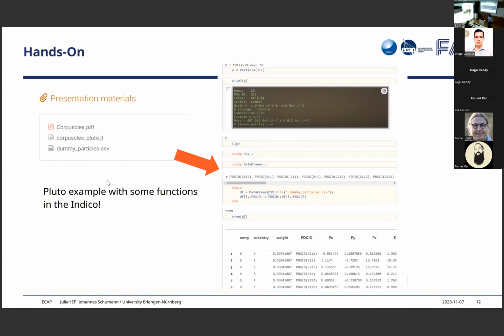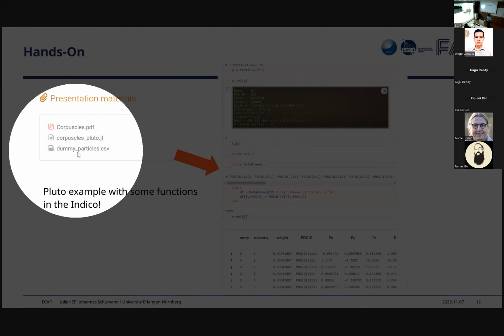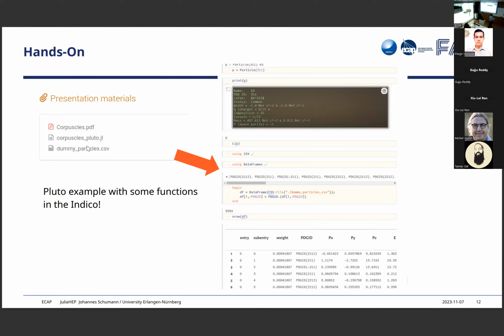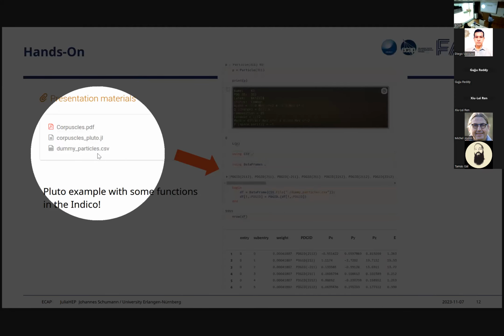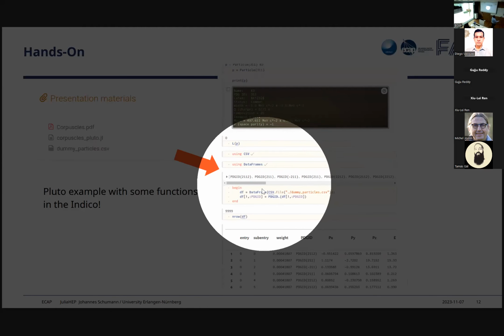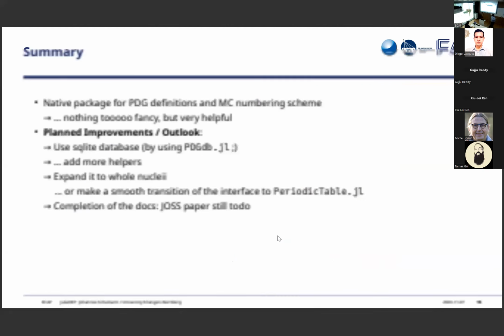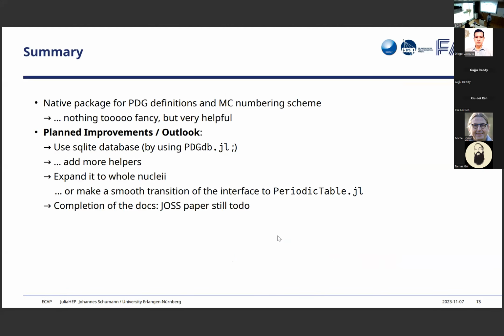And if you want to play around a little bit with this, I put a Pluto notebook and some CSV with some dummy particles into the Indico. This comes from my main work, working with neutrino generators. It is a GiBUU output from one of the generators, just as a CSV, and then, as we learned yesterday, put into a DataFrame, and you can play a little bit around with it. So if you're interested, you can have a look and check what it can do and what it cannot. This leads me to the summary.